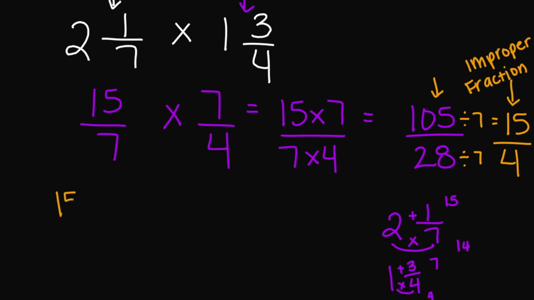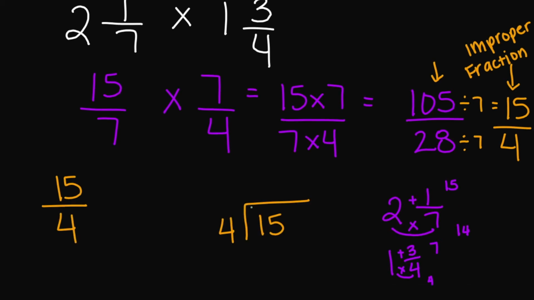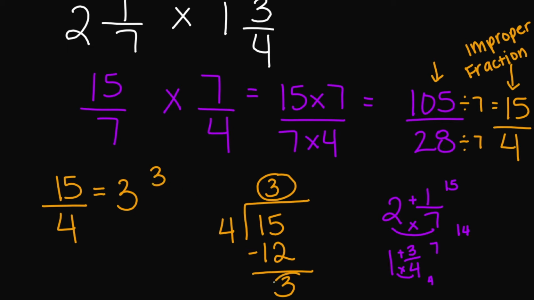So we have 15 over 4. 4 goes into 15 3 times. 4 times 3 is 12. 15 minus 12 is 3. So your mixed number is going to be 3. This is coming from your quotient. 3 from your remainder is going to be your numerator, and that's going to be over 4, which is your divisor.